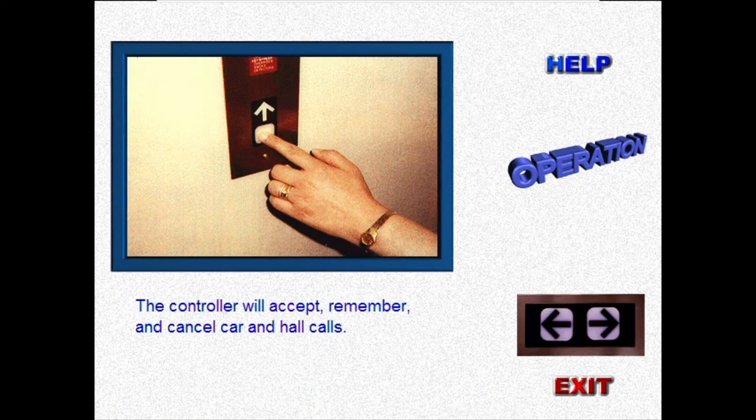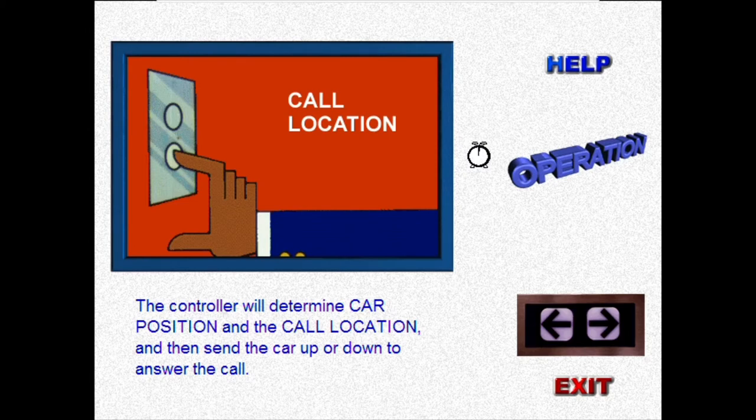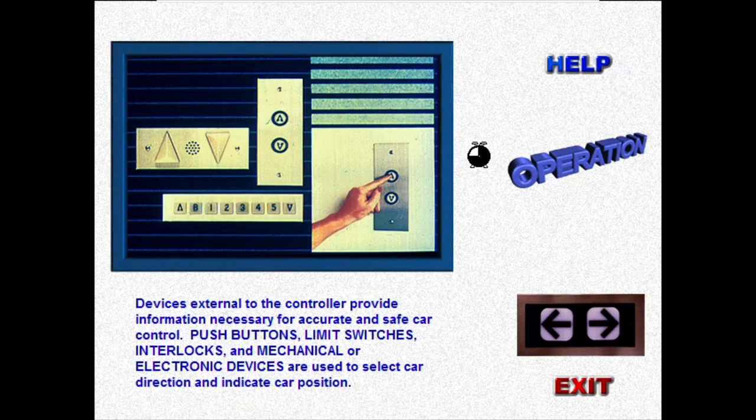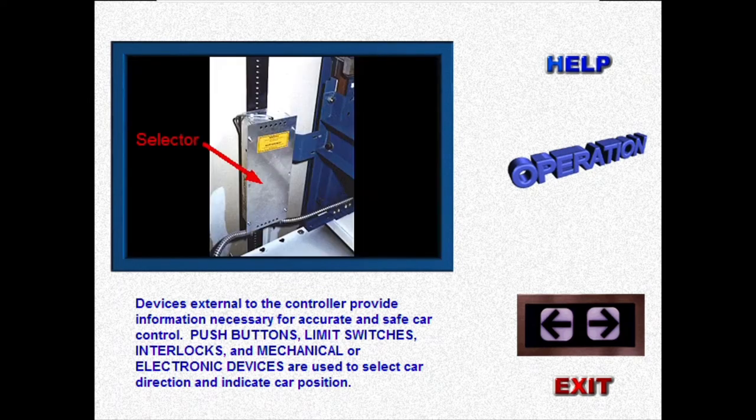The controller will accept, remember, and cancel car and haul calls. The controller will determine car position and the call location, and then send the car up or down to answer the call. The controller activates car slowdown, stopping, and door operation. Devices external to the controller provide information necessary for accurate and safe car control. Push buttons, limit switches, interlocks, and mechanical or electronic devices are used to select car direction and indicate car position.